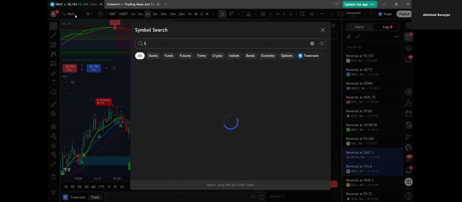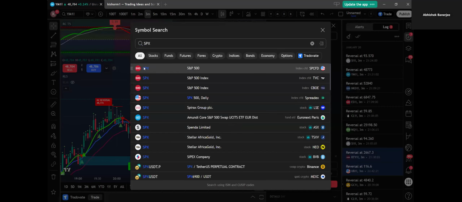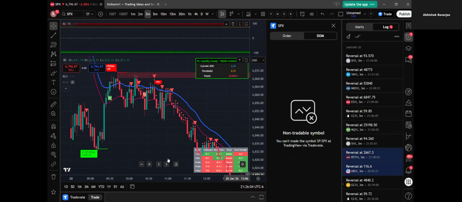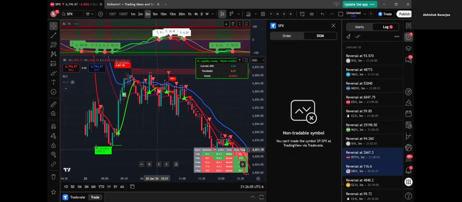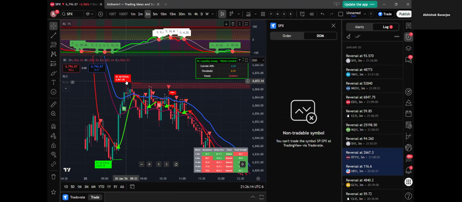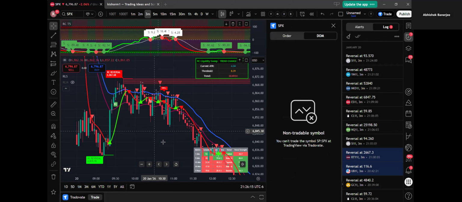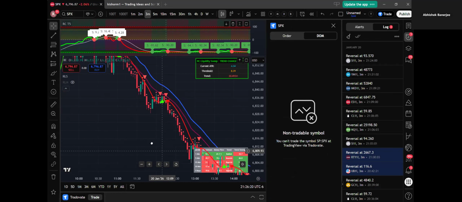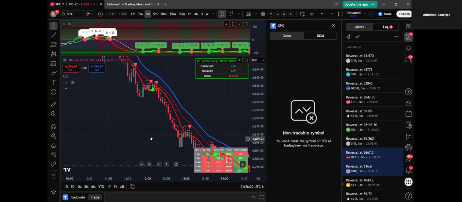So today we saw SPX. Initially when the market opened, we got a reversal. It went from nearly 68.35 all the way to 68.67. Then you got a reversal here. Then for the entire day it stayed bearish. So until you see the reversal again, you can hold the trade.